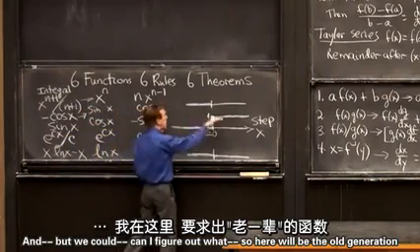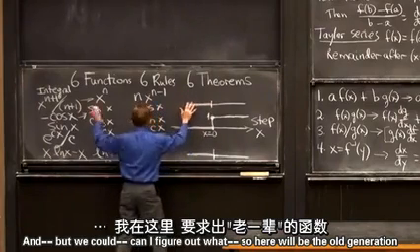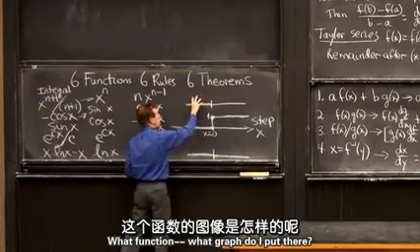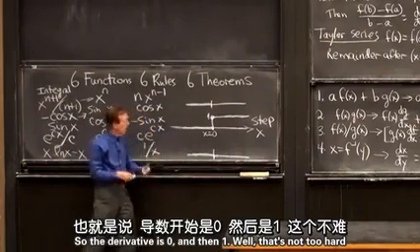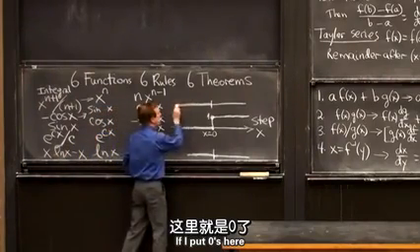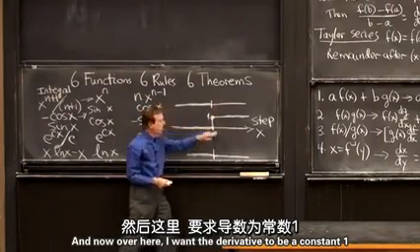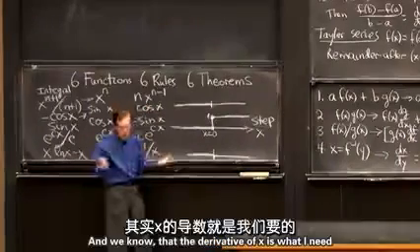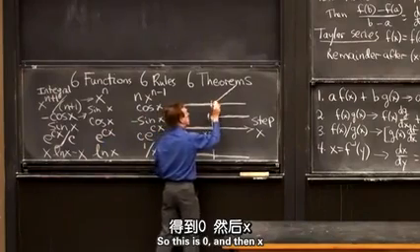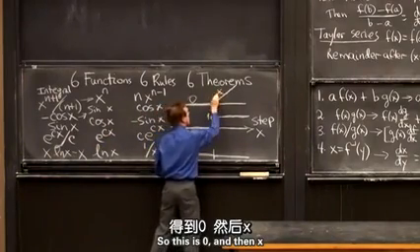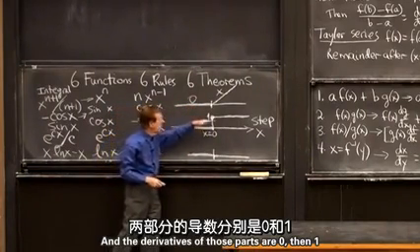But we could, can I figure out what it is? So here will be the old generation. What graph do I put there so that the derivative is 0 and then 1? Well, that's not too hard. If I put zeros here, the derivative will be 0. And now over here, I want the derivative to be a constant 1. And we know that the derivative of x is what I need. So this is 0 and then x. Two parts again, and the derivatives of those parts are 0 and then 1.